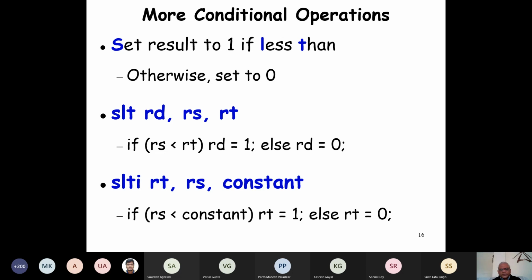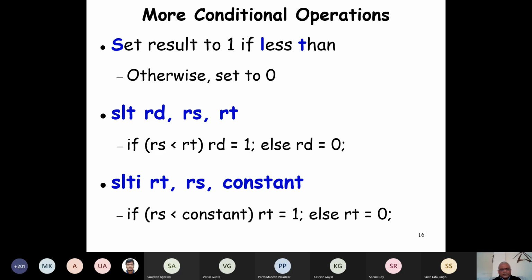Now there are a few more conditional operators that we will be using. Set the destination register to 1 if one register is less than the other. So it is SLT: set result to 1 if less than, otherwise set to 0. Let's look at this. SLT: if RS is less than RT, then we set RD to 1. Otherwise, if RS is equal to RT or RS is greater than RT and so on, RD will be 0.